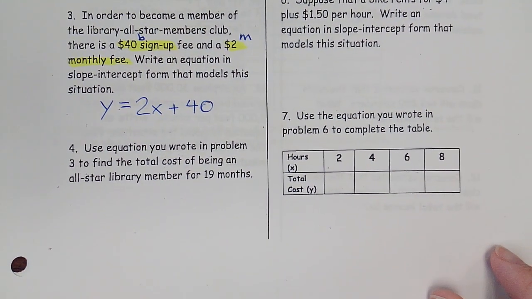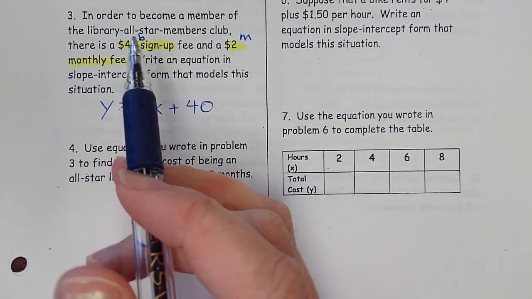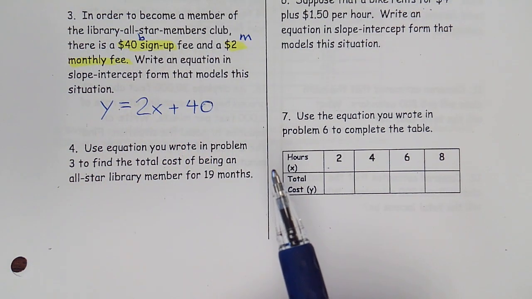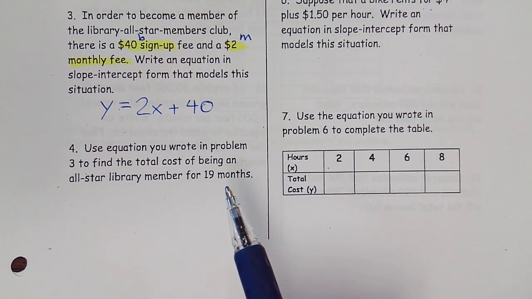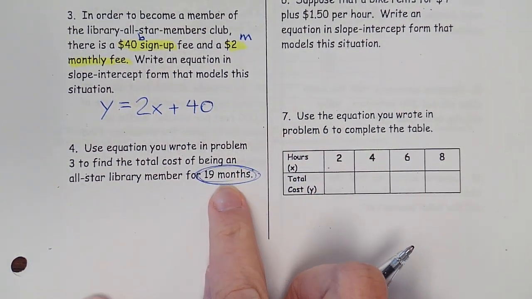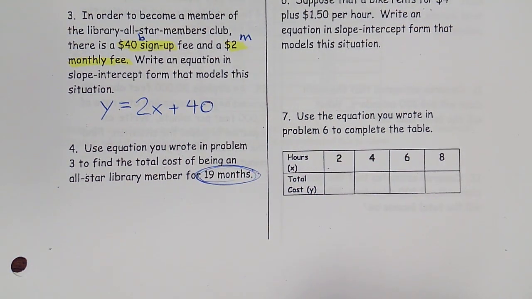Okay. So this is to be a library all-star member. When do you need to calculate? When they tell you 19 months. They want to find out the cost for being an all-star member of the library for 19 months.